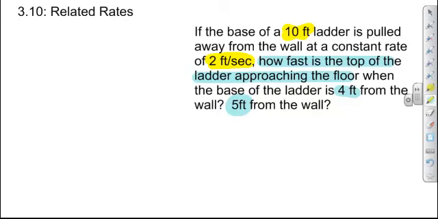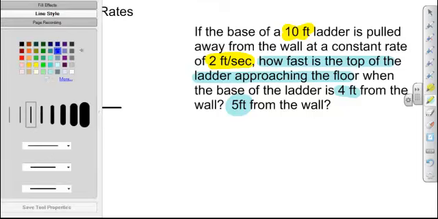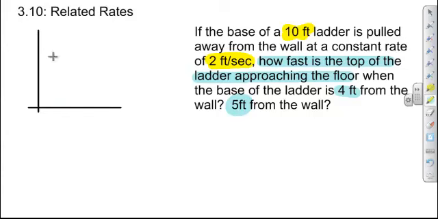So I'm going to draw the wall and the floor, and we'll make the ladder a different color. And then we want to start labeling this picture with what we know. The length of the ladder is 10 feet. It's always 10 feet. It's not changing, so we can label that with the number. The distance from the bottom of the ladder back to the wall is changing, so we're going to label that with a variable. And the distance from the top of the ladder to the floor is changing, so we're going to label that with a variable.